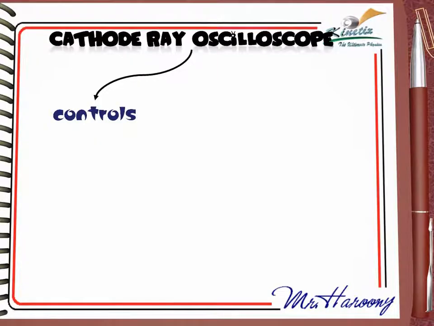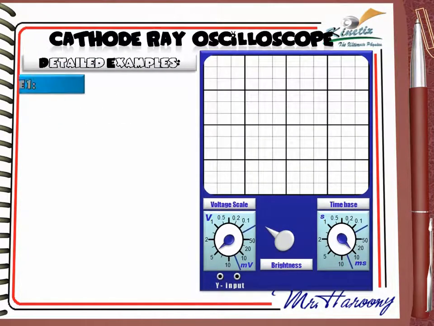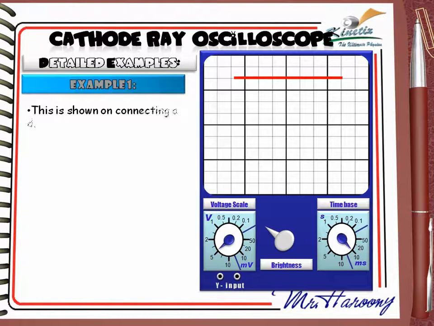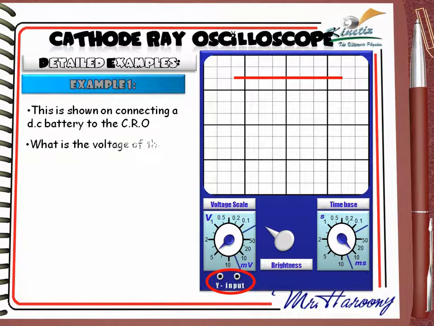After the controls, now it's time to have some real examples to explain how to deal with different signals. Example number 1. The simplest signal is that of the DC supply. This is shown on connecting a DC battery to the CRO. Remember that the DC supply is connected to the Y inputs. What is the voltage of this battery?